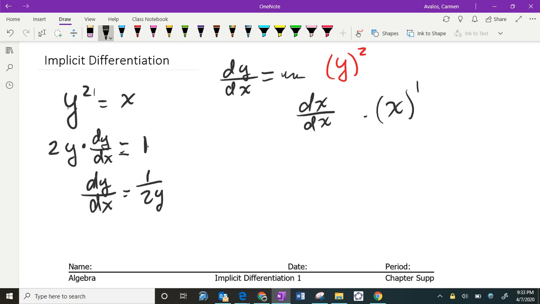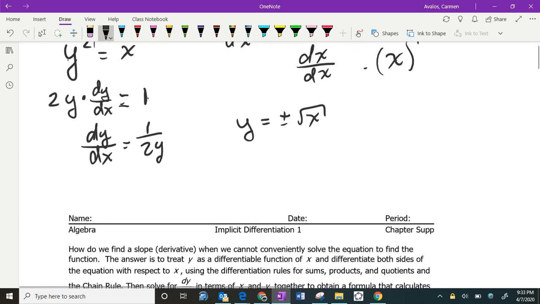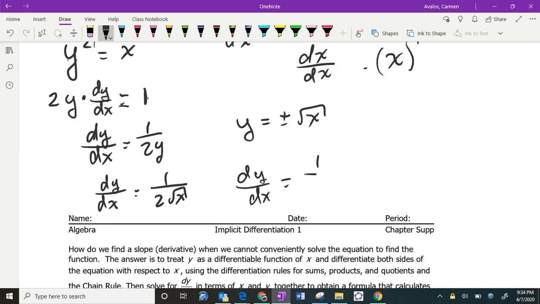But we know that y squared is equal to x. So what we know here is that y is actually equal to, if I were to solve for it, plus or minus the square root of x. And so what you get here is the dy dx. If I replace it with what y is, we get dy dx is equal to 1 over 2 square root of x, and dy dx is equal to 1 over 2 square root of x, but the negative.